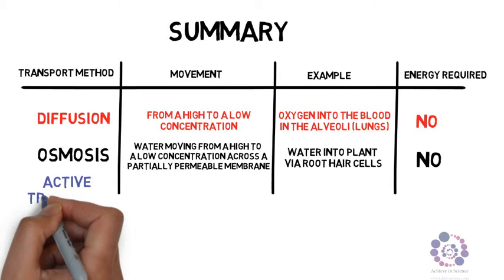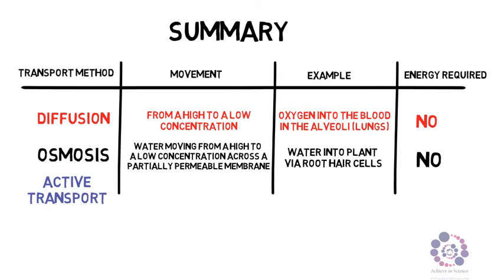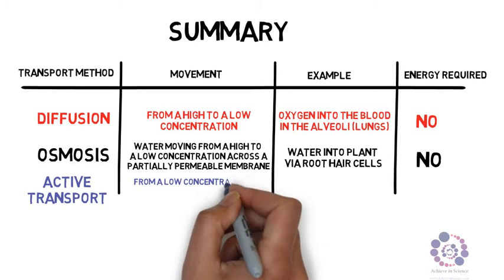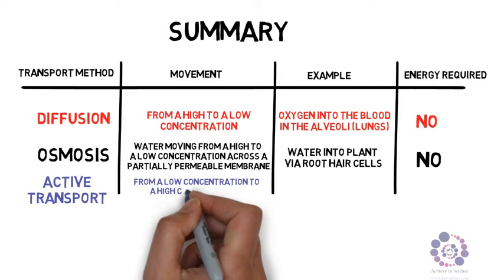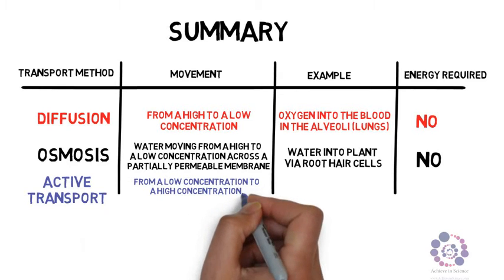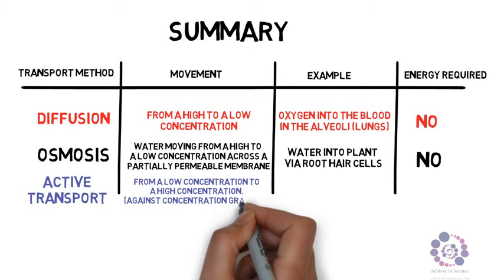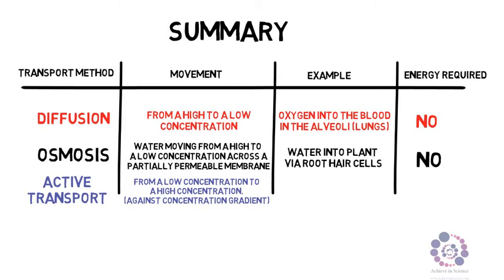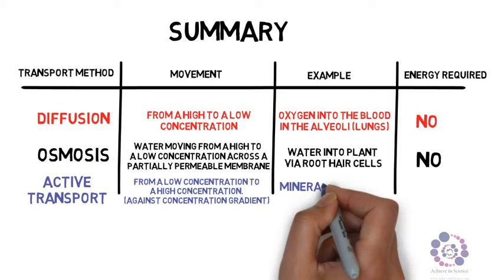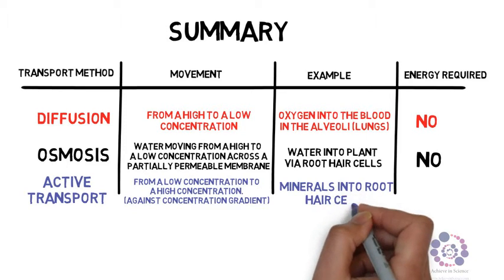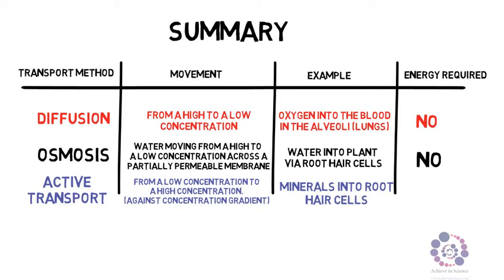And today this one is about active transport. This is the movement in the opposite direction to what we've seen so far. So this is from a low concentration to a high concentration, but this whole process requires energy which is provided by respiration. Examples include mineral ions moving into the root hair cells, and this is the only type of cell transport that does require energy.